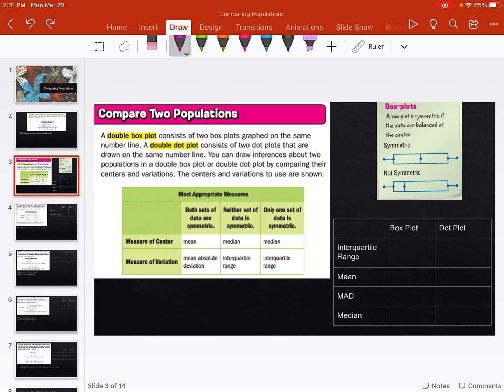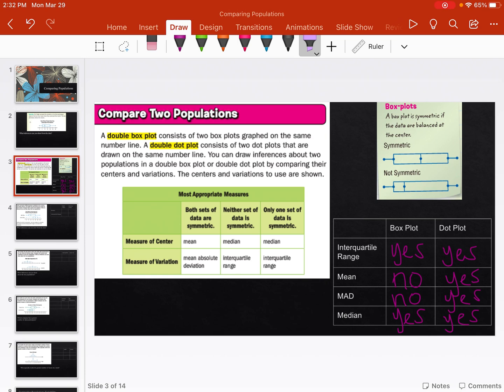So the mean is not the best, most accurate way to look at the measure of center, so we go with the median. Over here in this table though, since we're looking at dot plots and box plots, I just want to make sure we all know what we can find where. So the interquartile range we can find in a box plot and we can find in a dot plot. The mean we cannot find in a box plot though, because it doesn't give us all the specific data, but we can in a dot plot. MAD, since we can't find the mean in a box plot, we can't find the MAD, but we could in a dot plot. And finally, the median we can find in a box plot and in a dot plot.